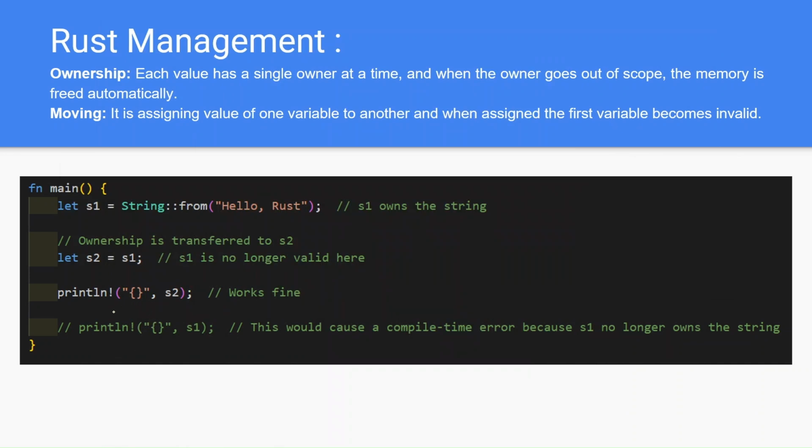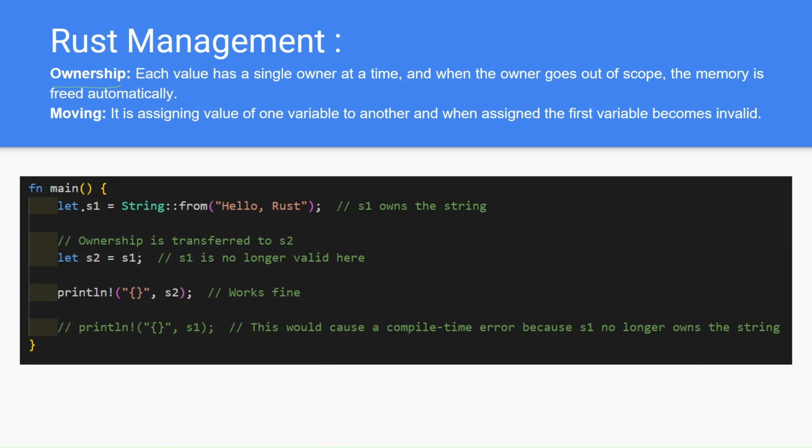Alright, so now we'll be understanding Rust memory management techniques. Okay, so Rust has its own ownership model, and it creates some new topics to understand. That is first ownership. What ownership is, is that each value has a single owner at a time. Whenever the owner goes out of scope, the memory is freed automatically.